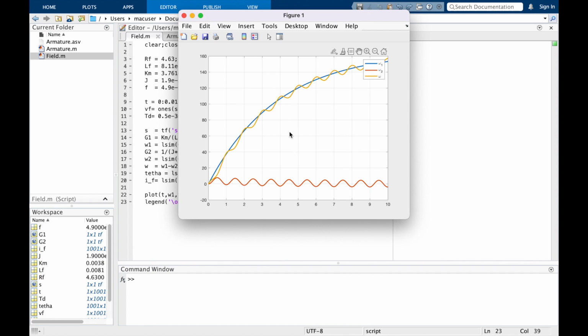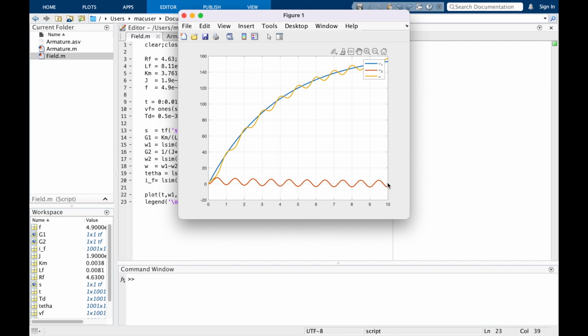Okay, we have got the result. So this is omega 1. The blue one is the omega that is caused by the voltage. The red one is the omega that is caused by the disturbance, and the orange line is the total, omega 1 minus omega 2. So this is the response. The real response of the motor is something like this.